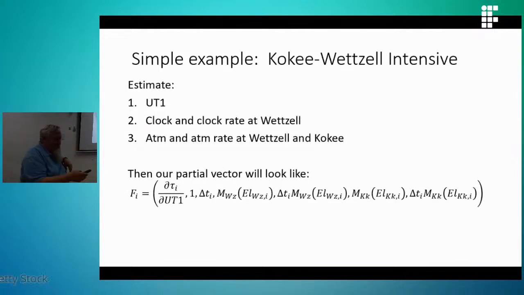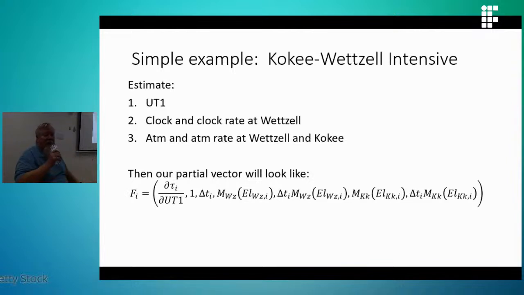So for any observation, for my F vector, these are just the parameters. This is the UT1 partial. These terms here are for the clock. These terms here are for the atmosphere at Wetzel. And these terms here are for the atmosphere at Coquet. So easy to do, I can just step through. For an intensive, I have on the order of 20 or 30 observations. I could almost do that by hand.